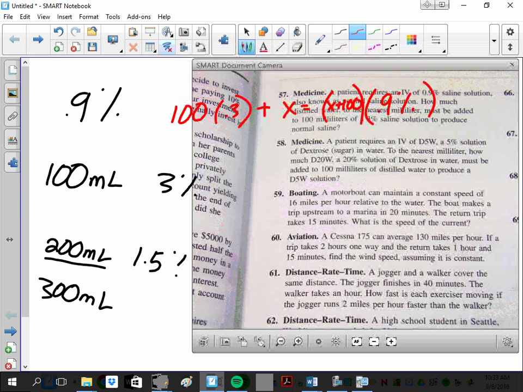So is that going to work? Oh, that's not 0.3%. It's 0.03. And this would be 0.009. What's the concentration on this? 0%. So can I times that by 0%? You could, but it's going to wipe it out, right? Times 0.